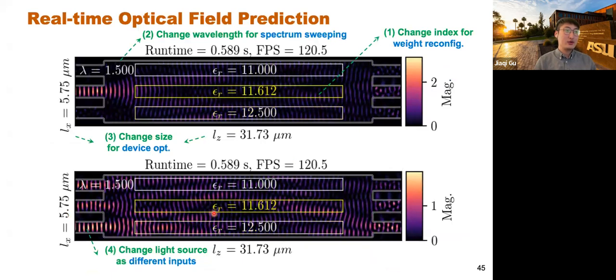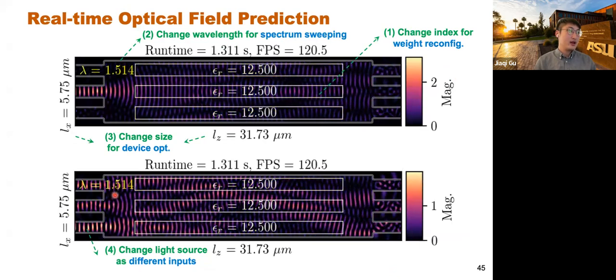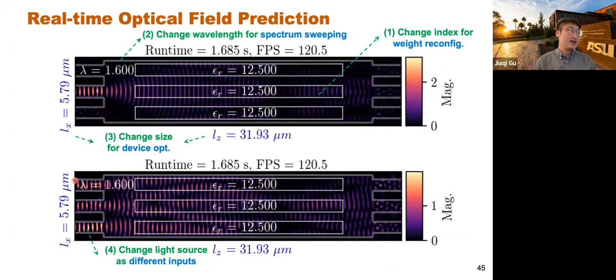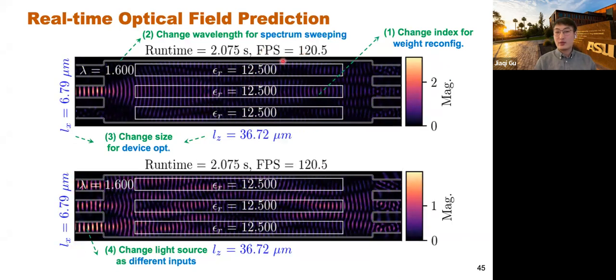And here's a very nice animation. You can freely change the refractive index inside the device. You can change the input wavelengths. You can also change the device size in terms of length and height, and our model can give you 120 frames per second, basically real-time optical field simulation. For engineers using our tools, you can have a real-time response on the behavior. So you can enable very fast device engineering and optimization.